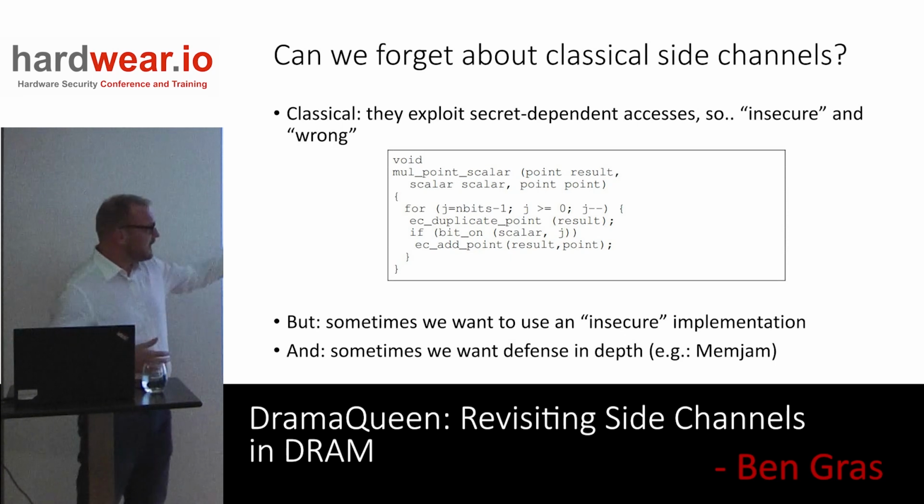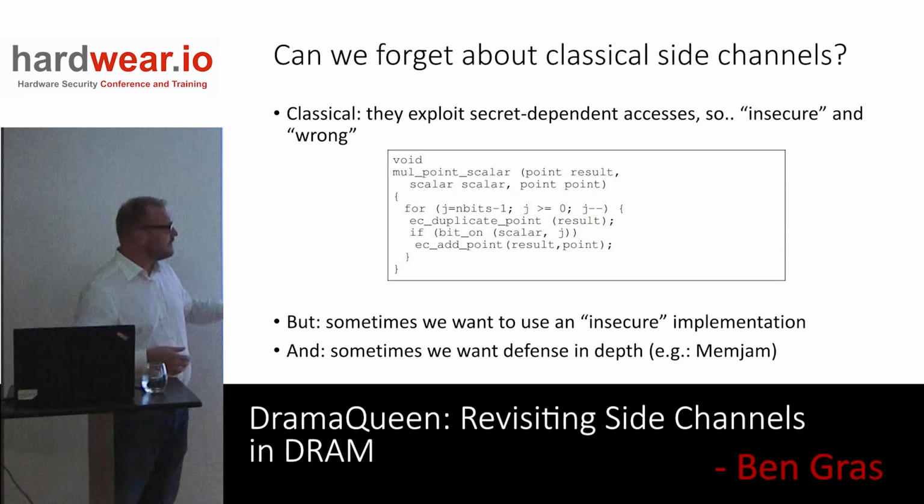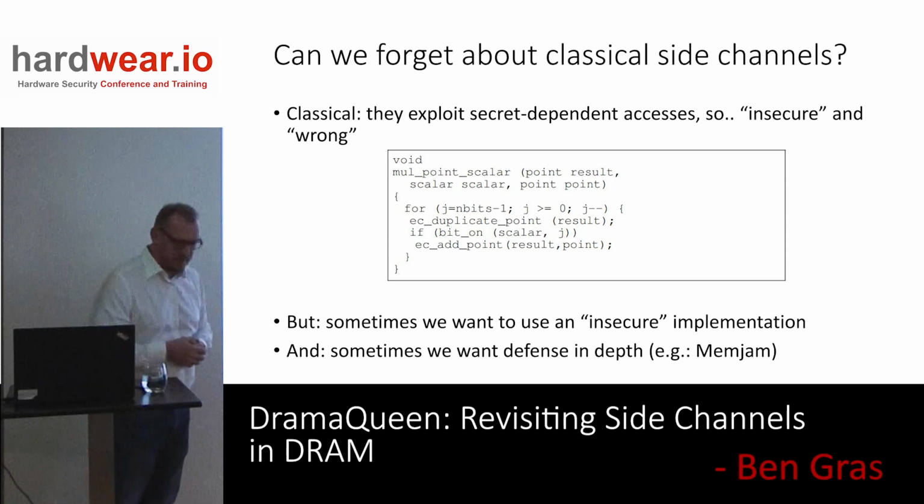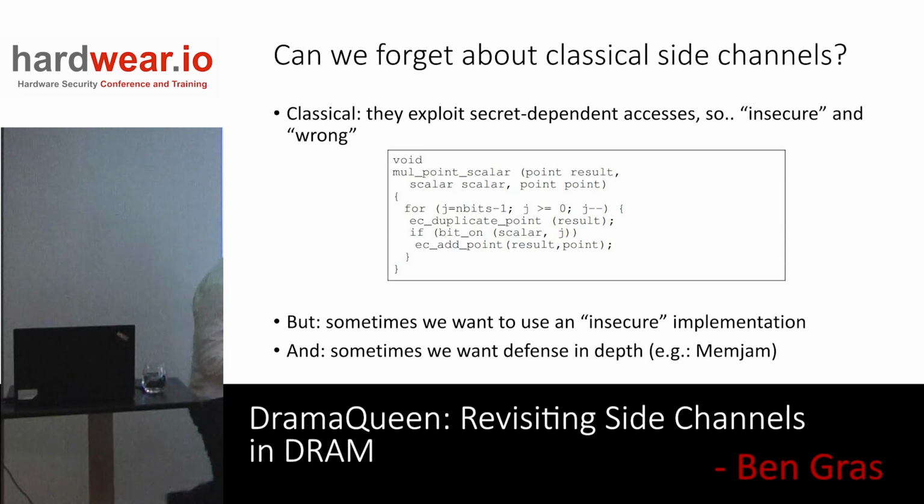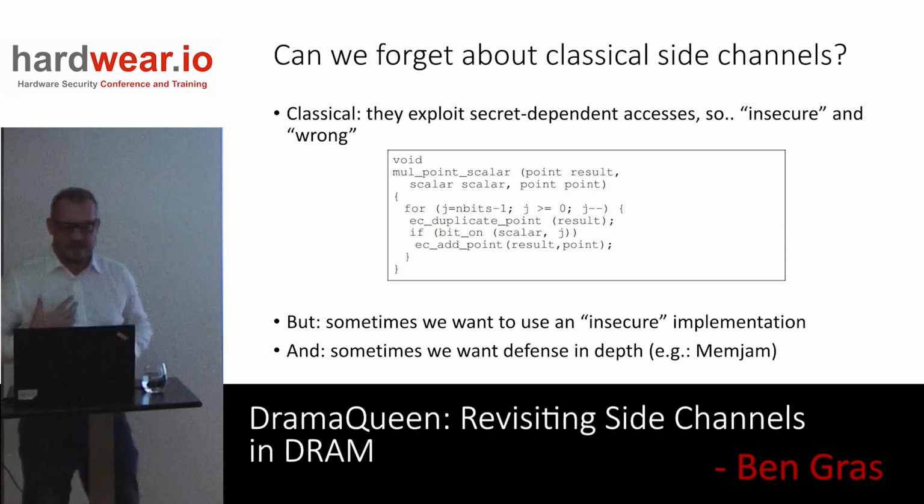An example is in this code. This is a point scalar multiplication of some crypto code, some elliptic curve code, and the danger is this if statement. The scalar is the secret. We loop over the bits in the scalar and do this add only if the bit in the scalar is on. That is secret-dependent activity, because we only do this add when the bit is on. If the bit is off, we do not do the add. So that's the secret-dependent access pattern.